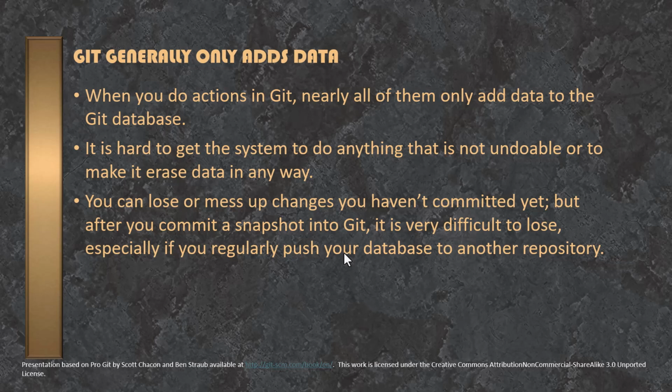When you do actions in Git, nearly all of them only add data to the Git database. It's not removing things. And so it's actually very difficult to do anything with Git that is not undoable or that erases data. You can lose or mess up changes, but everything gets saved. Now, this is important to realize from a security perspective: if you check in something like a key or a password, that stays in there all the time, because Git doesn't get rid of anything. And so you have to do a lot of things to clear out a key or a password. If you ever do that, the easiest way is probably just to change the key or the password.